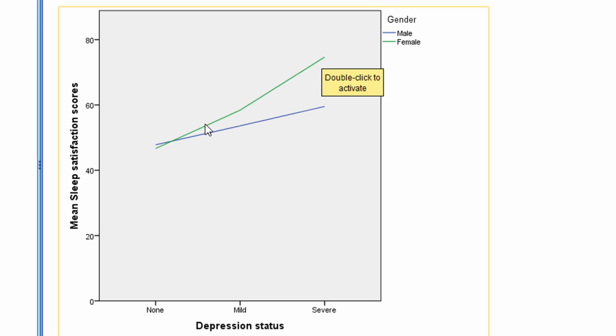How? See this: when these two lines are parallel, they do not touch or cross each other, then we can say there is no interaction. There may be main effects, but there is no interaction effect. But here we can see both the lines are crossing each other, so we can predict that there is a possibility of a significant interaction effect. Let us see what our ANOVA test tells us about the situation.